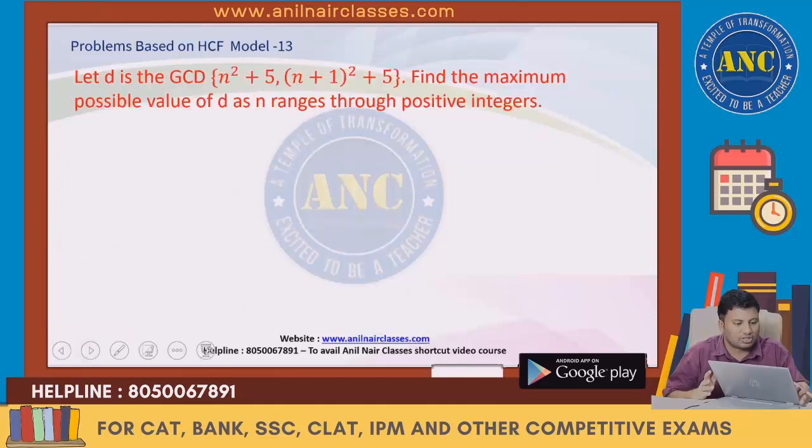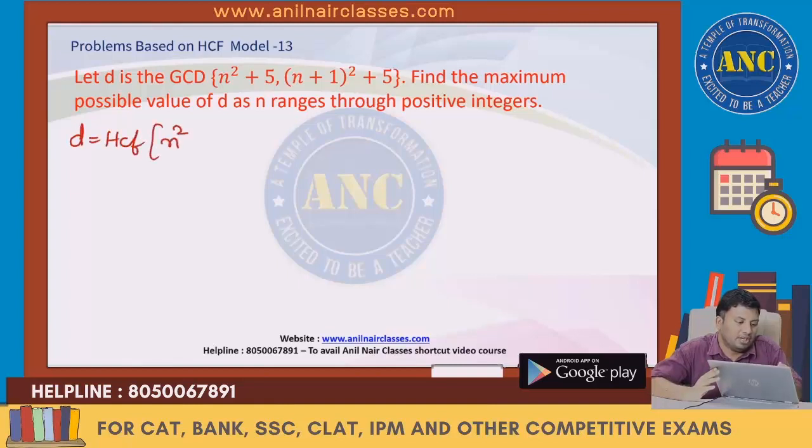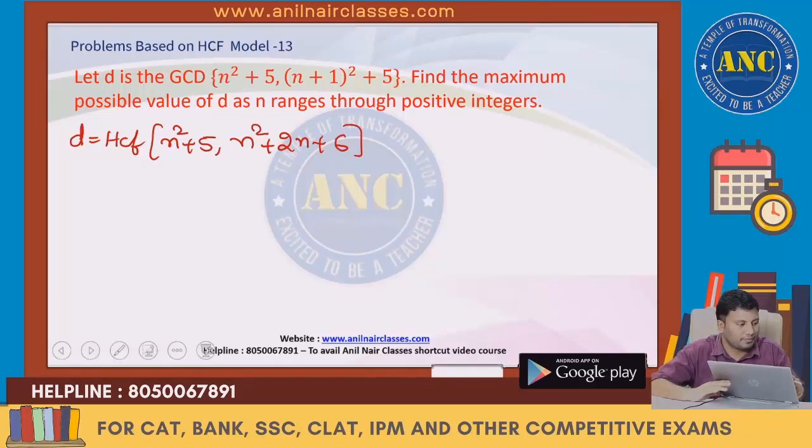What is the next question? D is the GCD, D is nothing but the HCF of n squared plus 5 and n squared plus 2n plus 6. So what you do here is, if I take the factor of the difference, I will get 2n minus 1. But that does not give me all the values. So continuously divide n squared plus 2n plus 6.